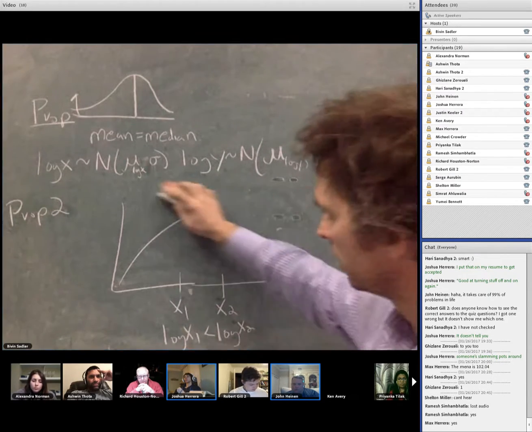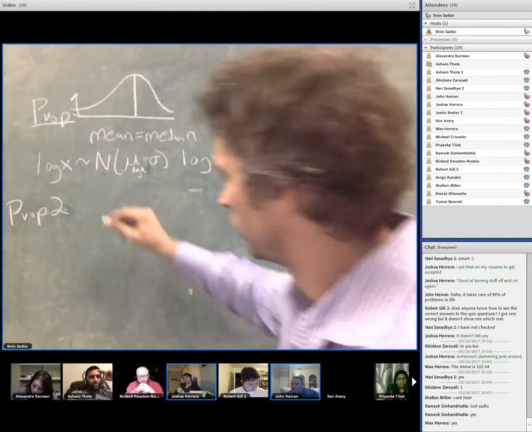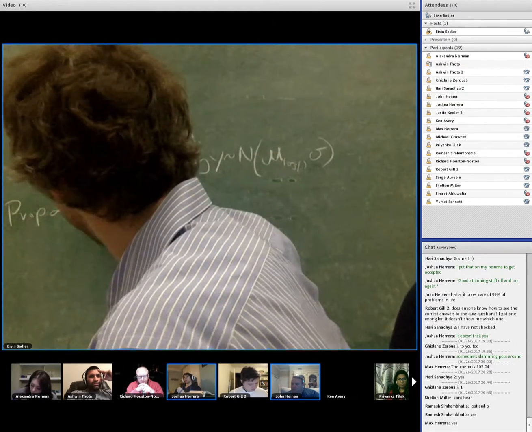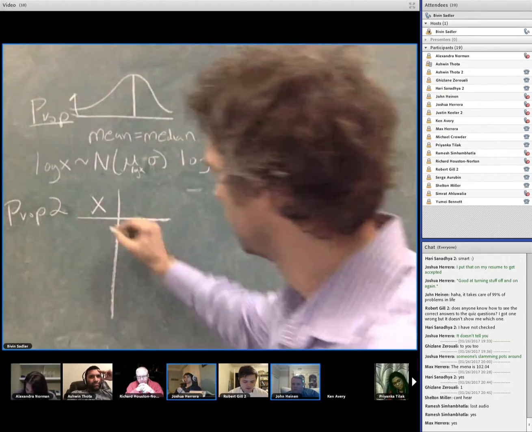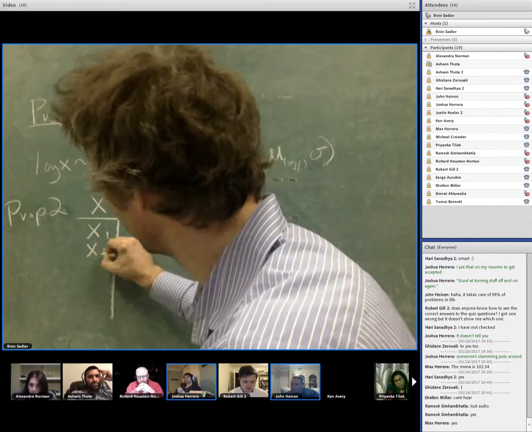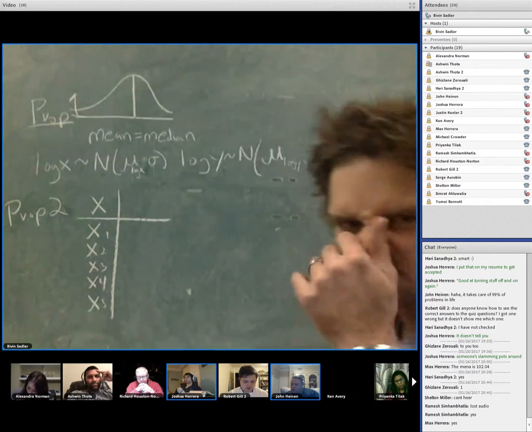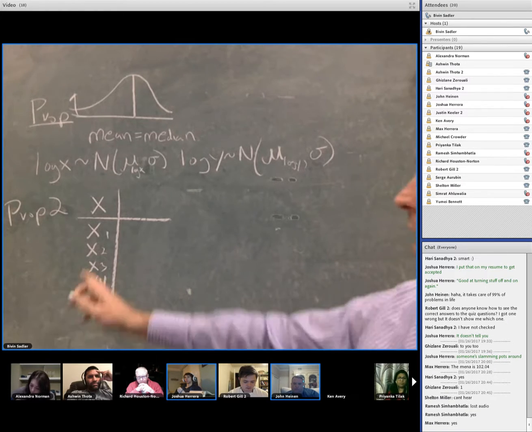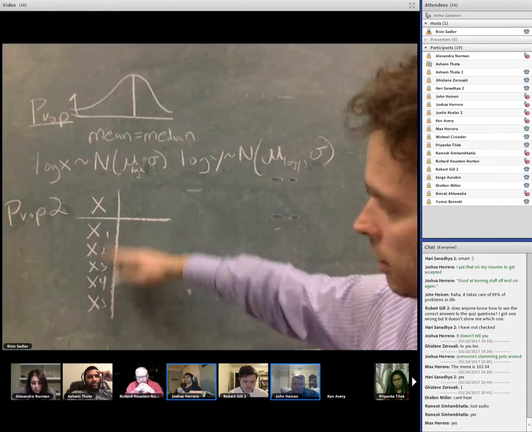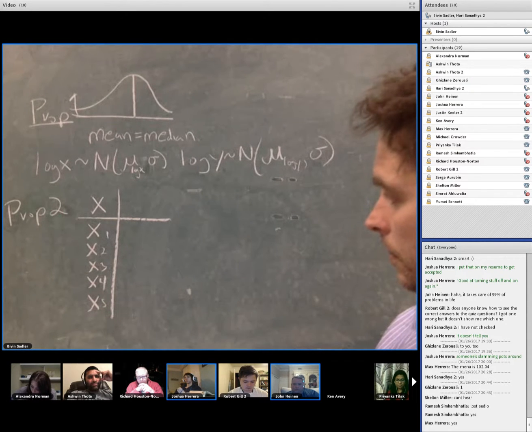So proposition 2 is this. Let me consider my x's. Here are my x's. Let's say I put them in order: x1, x2, x3, x4, and x5. This isn't really a proof, but it's a heuristic proof, a proof of concept. If these are in order, that's the smallest one and that's the biggest one. What is the median of that data set? X3. Great. Now let's transform them.